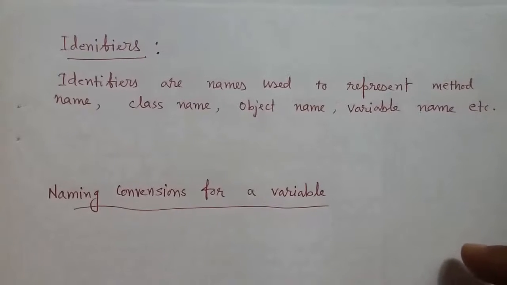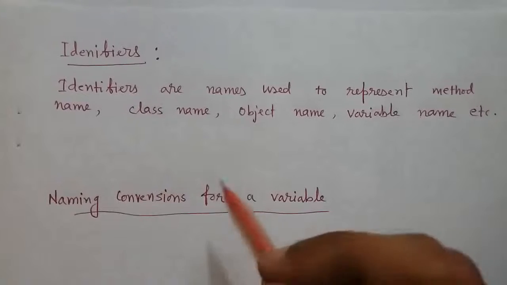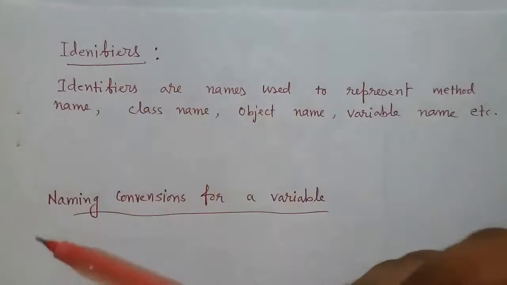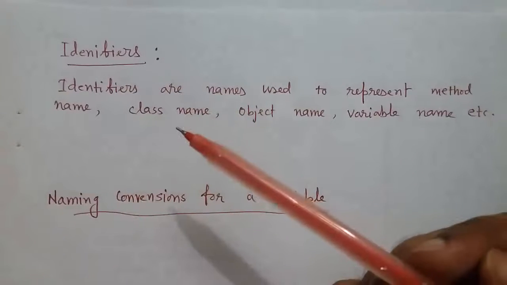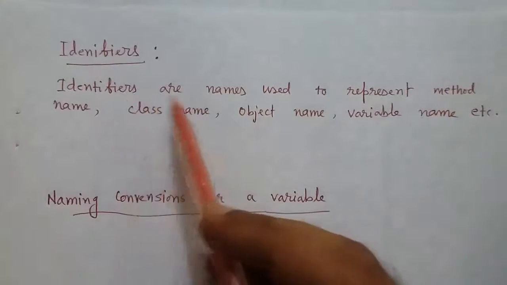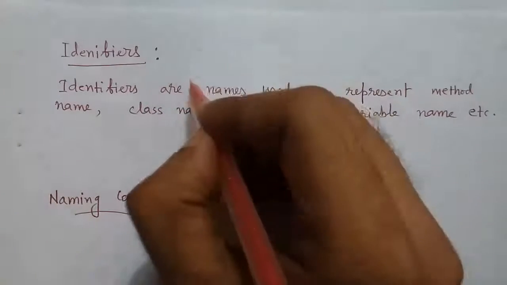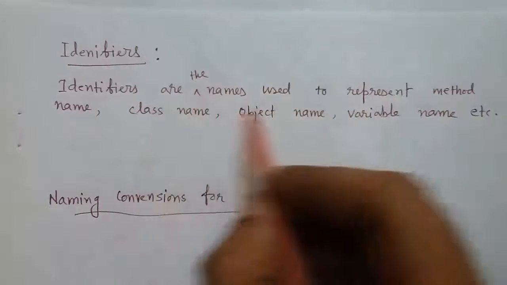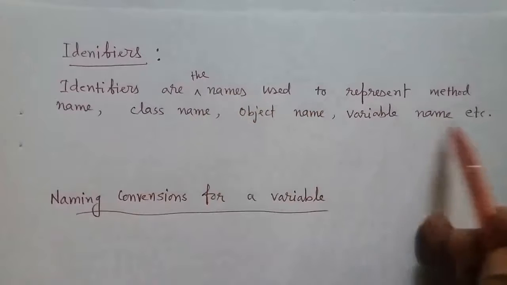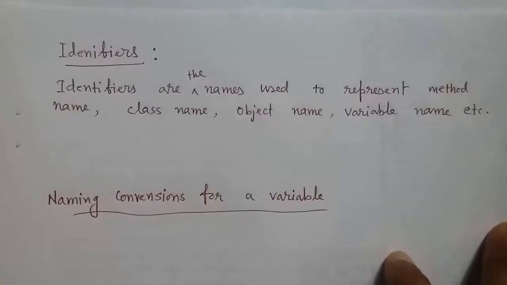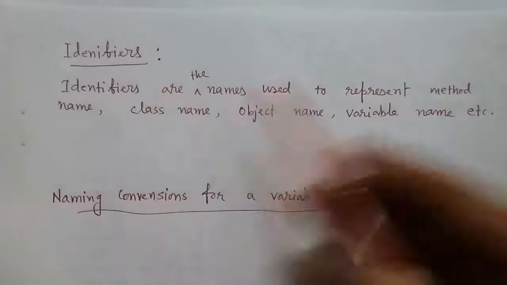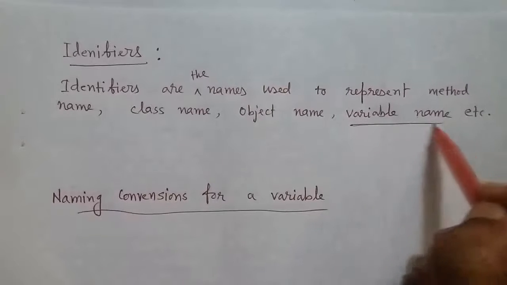Hello students, in this lesson I shall discuss two more tokens. Number one is identifier and the second one is keywords. At first, identifiers. What are identifiers? Identifiers are the names used to represent method name, class name, object name, variable name, etc. in Java. So basically in this lesson I will discuss variable names. I will discuss variables.